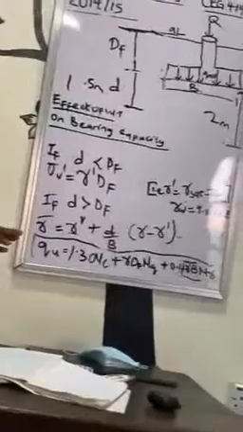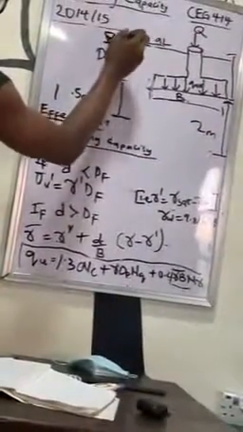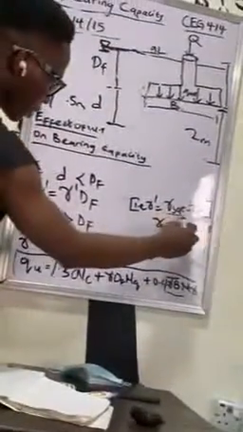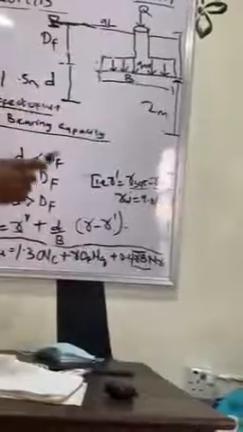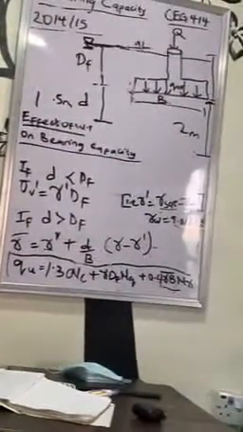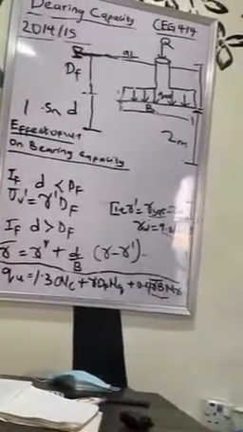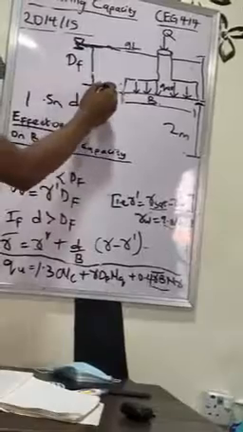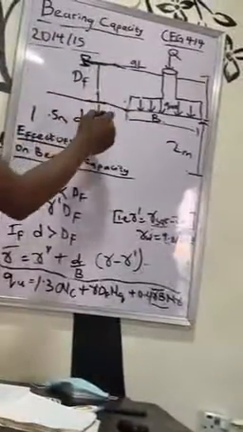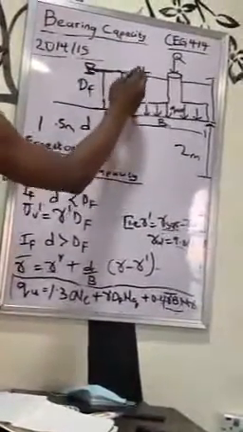There's no H again, because the water level is located at the top. So we'll just use gamma prime, where gamma prime is equal to gamma saturated minus gamma of water. Gamma water is constant. Gamma saturated will be given in the question. So if it is now between the bottom of the foundation, that is where DF reaches, the depth of the foundation, and the ground level, at the point here, you divide this into H1 and H2.